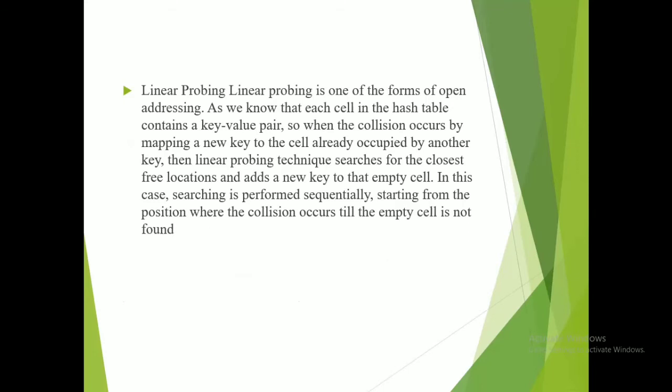Linear probing is a form of open addressing. As we know, each cell in the hash table contains a key-value pair. When a collision occurs by mapping a key to a cell already occupied by another key, the linear probing technique searches for the closest free location and adds the new key to that empty cell. In this case, searching is performed sequentially, starting from the position where the collision occurred, till an empty cell is found.